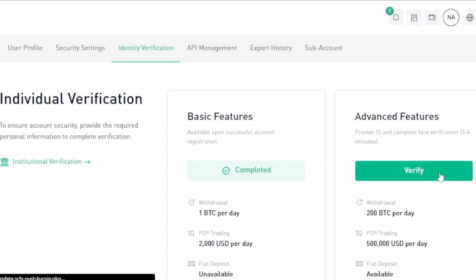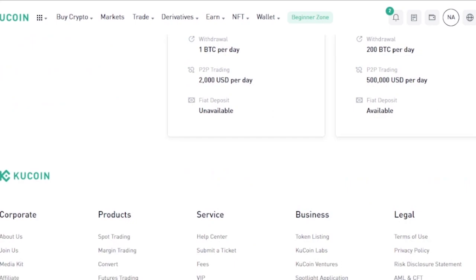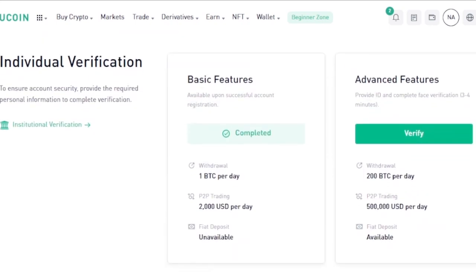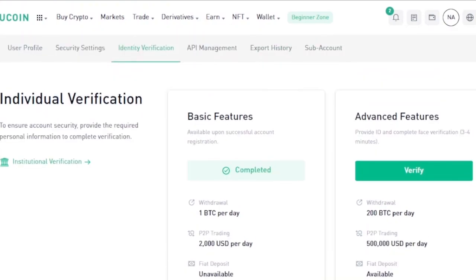So you can see that this is identity verification. Institutional verification ensures account security, so provide the required personal information to complete the verification. The basic features that you're going to get are 1 Bitcoin per day. When you verify, you are going to get a withdrawal of 200 Bitcoins per day. You're going to get P2P trading of 500,000 US dollars per day, and fiat deposit will be available. Right now it is unavailable for me because my account is not verified, so you have to verify it in order to use that. It will be better for you to use it that way.